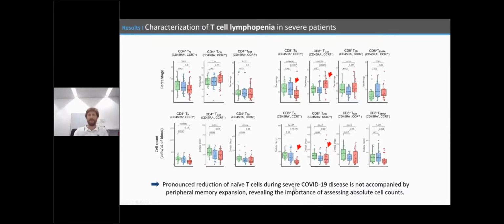And that really reveals the importance of assessing absolute cell counts and not only looking at frequencies or percentages of these different phenotypes. And overall, what we could see here is a pronounced reduction of naive T cells and overall a T cell lymphopenia. And so at this point we were wondering what actually accounts for this T cell lymphopenia.